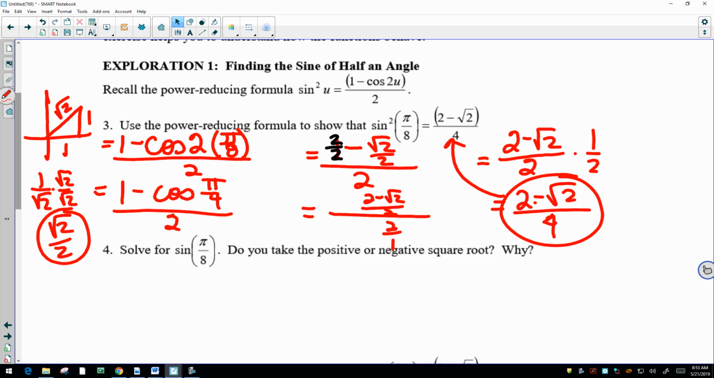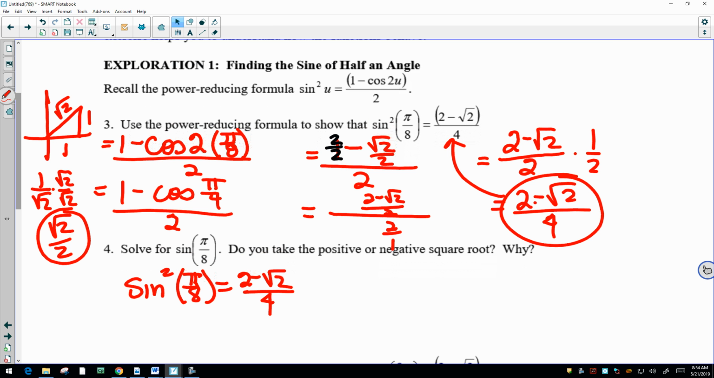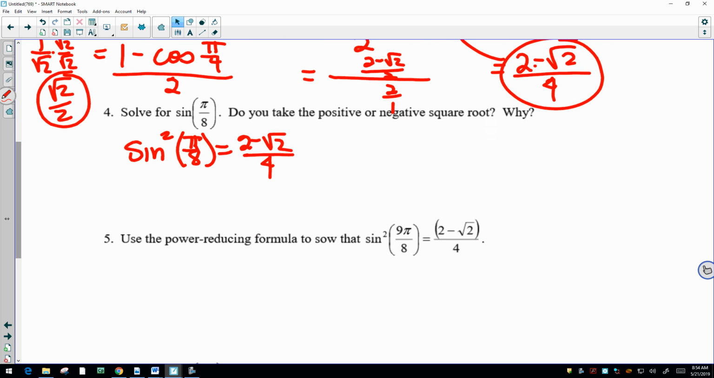Okay, now if you were to solve for this, keep in mind what we have. Right now we have sine squared of pi over 8 is equal to 2 minus radical 2 over 4. So if I want sine of pi over 8, I would have to square root it. So if I square root both sides, now I have sine of pi over 8, that's what we want.